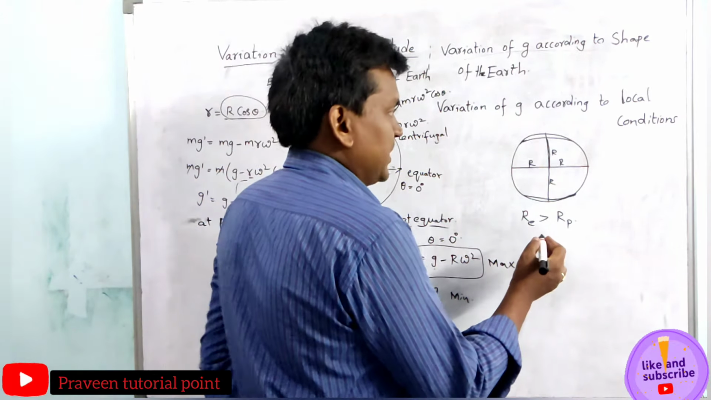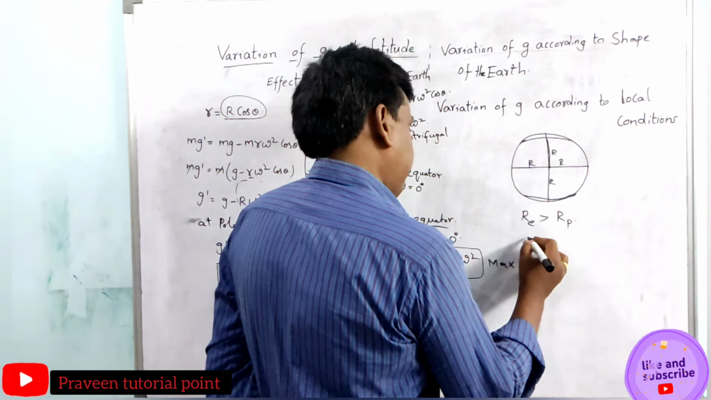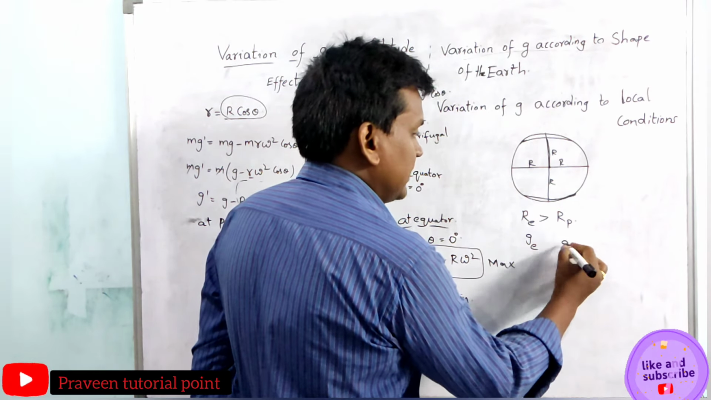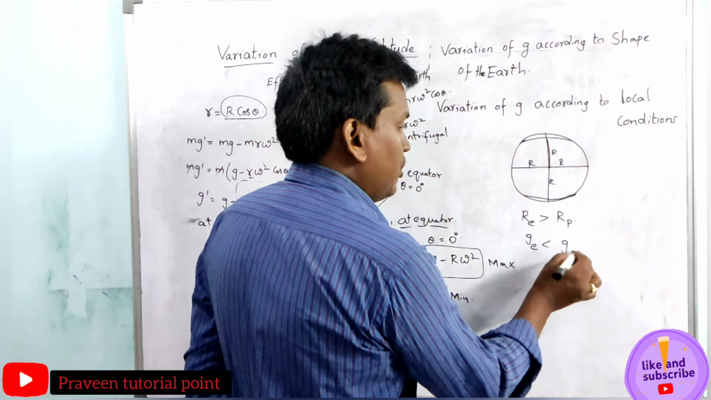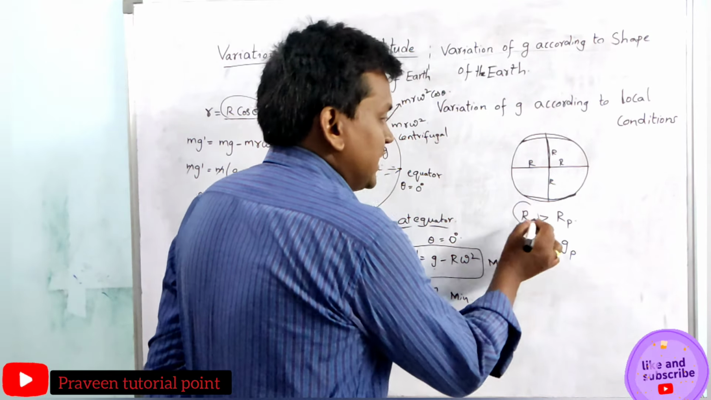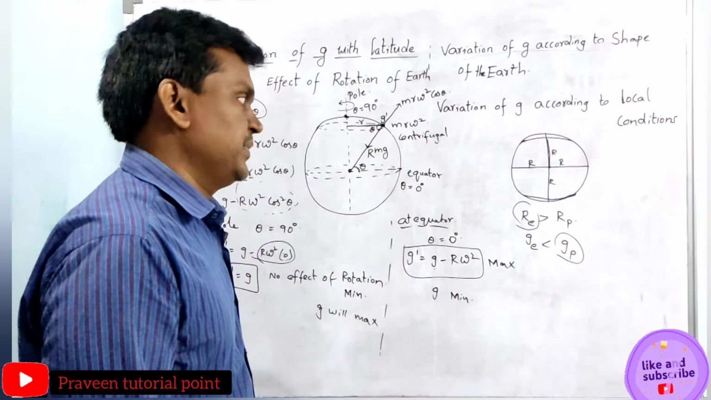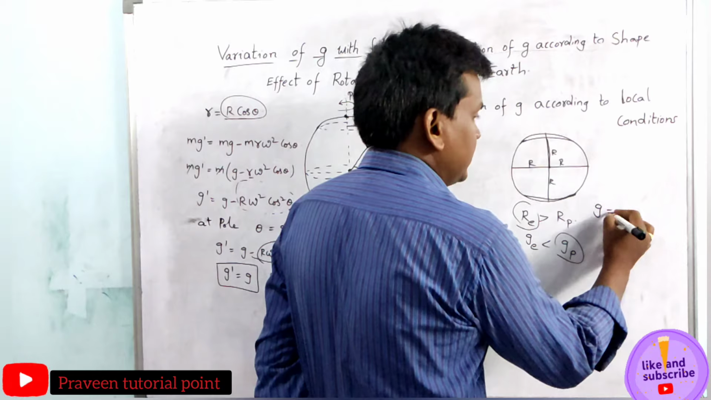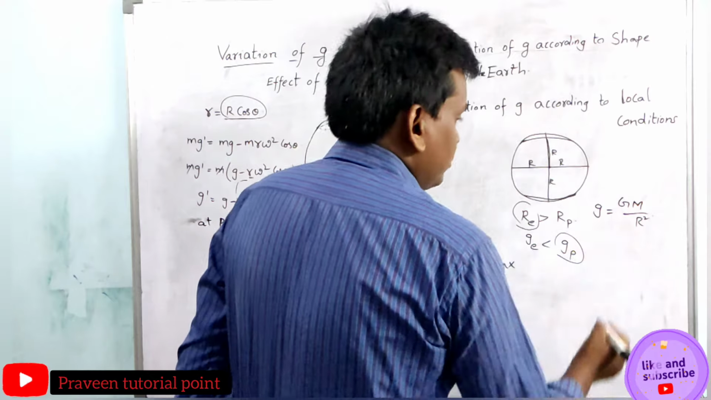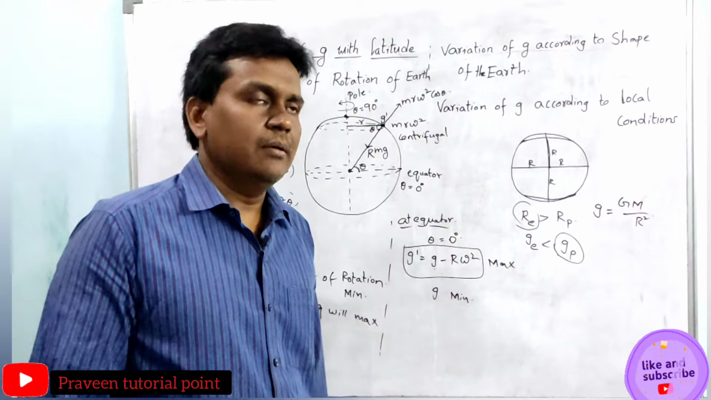So due to that, the force will be maximum at the poles. The gravitational force at the poles will be maximum compared to the equator. As the radius is greater at the equator, the gravitational force is greater at the poles. As these two are inversely proportional, g equals GM by r square, no? So at the poles, the gravity will be more.